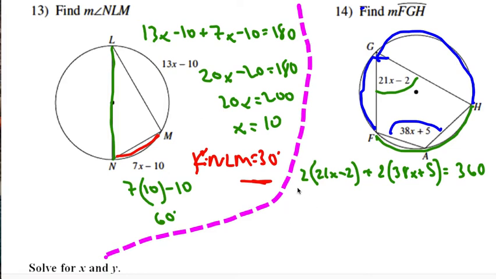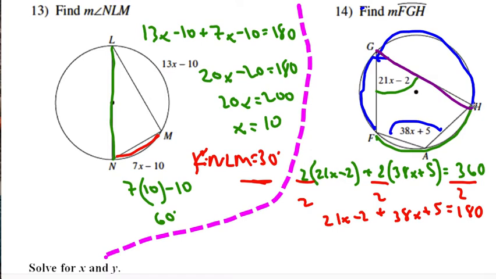Now I'm going to do something tricky. I'm going to divide this by 2, divide this by 2, and divide this by 2, which means that 21x minus 2 plus 38x plus 5 equals 180. Now here's something interesting. If you look carefully, hopefully, you see quadrilateral GHAF.